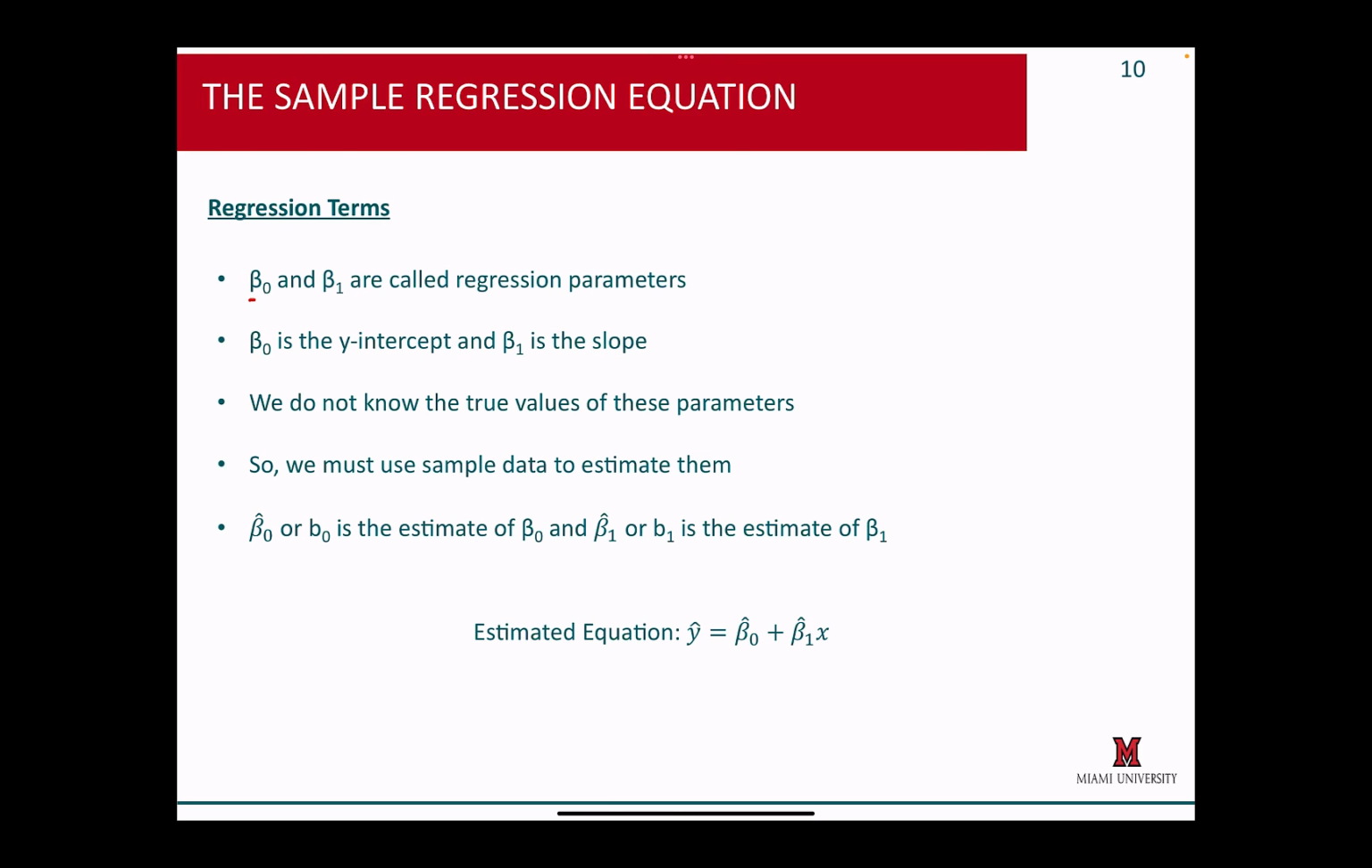So in other words, beta 0 and beta 1 are, again, the parameters. Beta 0 is the y-intercept, and beta 1 is the slope. We don't know the true values of these parameters, so we have to have sample data to estimate them. So we are going to call these estimates beta 0 hat, or B0, or beta 1 hat, or B1, to estimate beta 1. So the estimated equation is a way to get the estimates of that expected value of y, the average y. And that's what we are interested in doing here in regression.